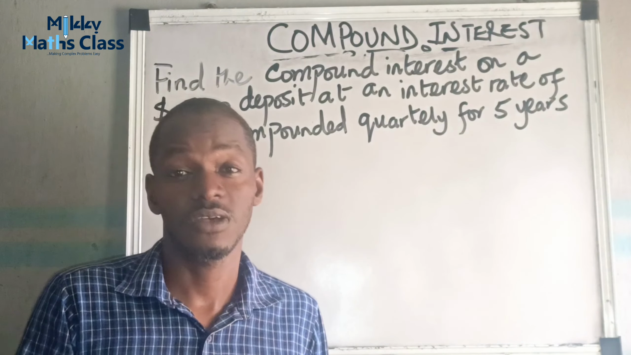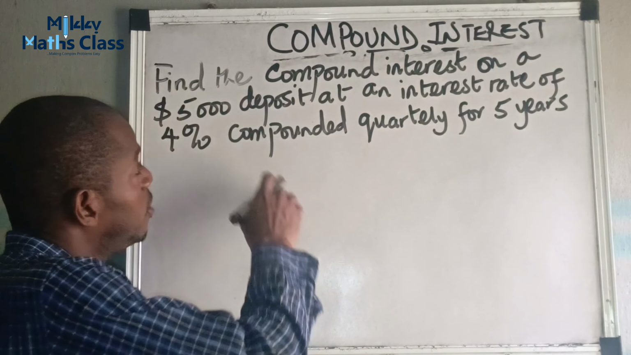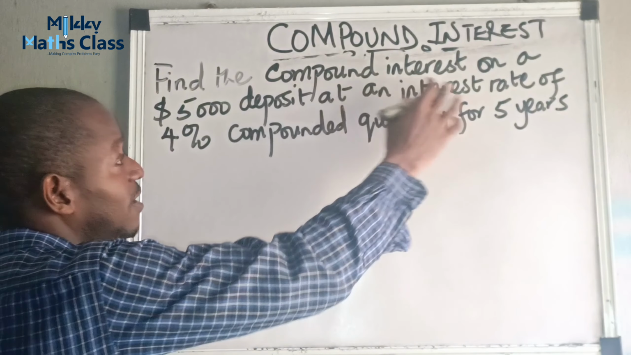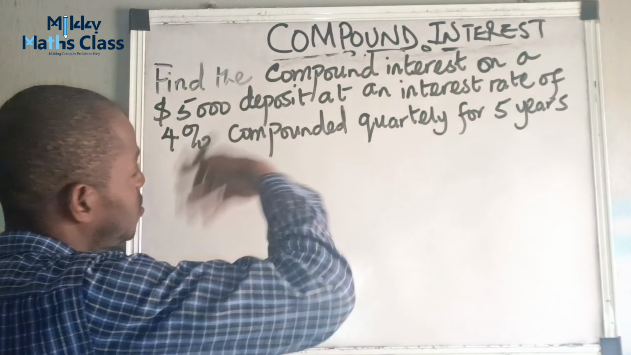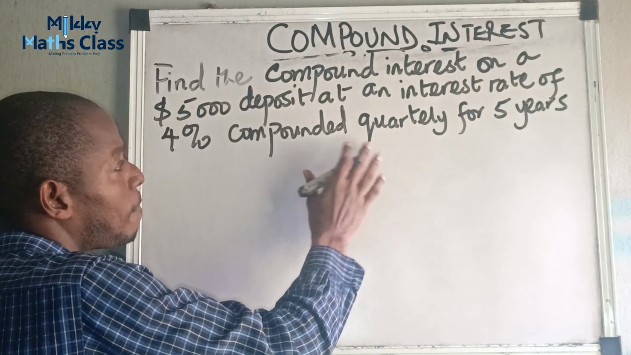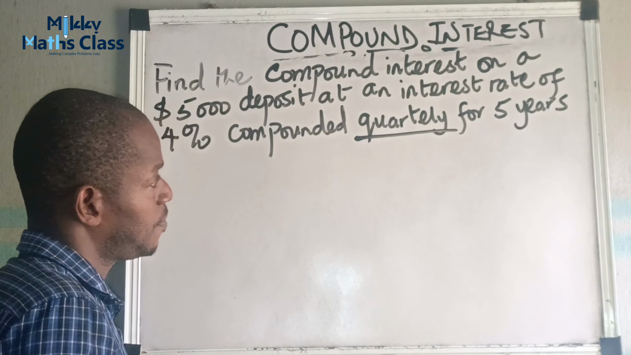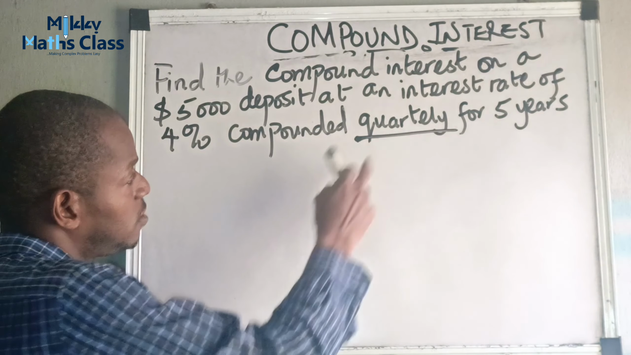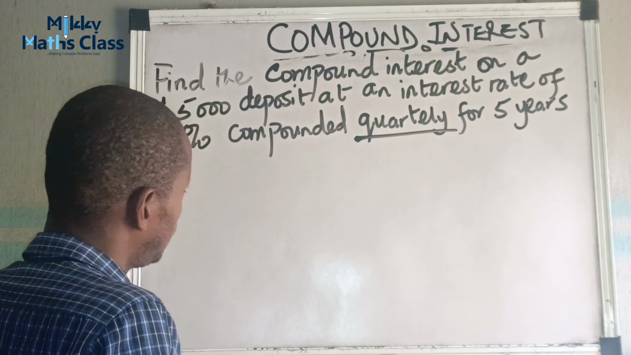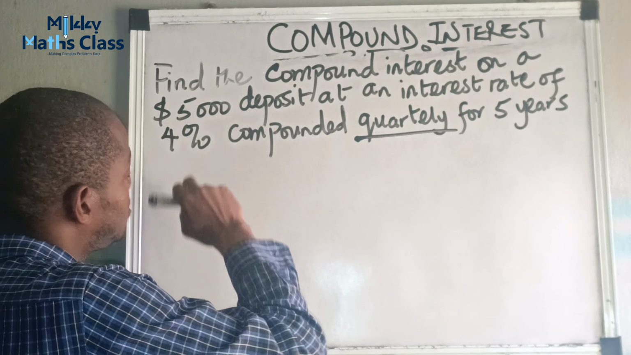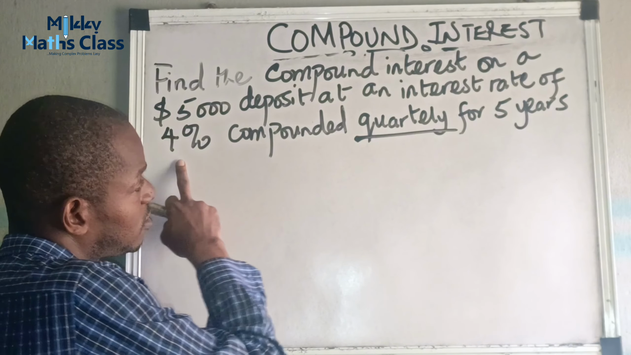All right, let's look at this last example. Says find the compound interest on $5,000 deposited with an interest rate of 4%, compounded quarterly. Look at this word here, quarterly. Now for 5 years. This word here is key. So from here, our principal is $5,000. The rate, our R, is 4%.